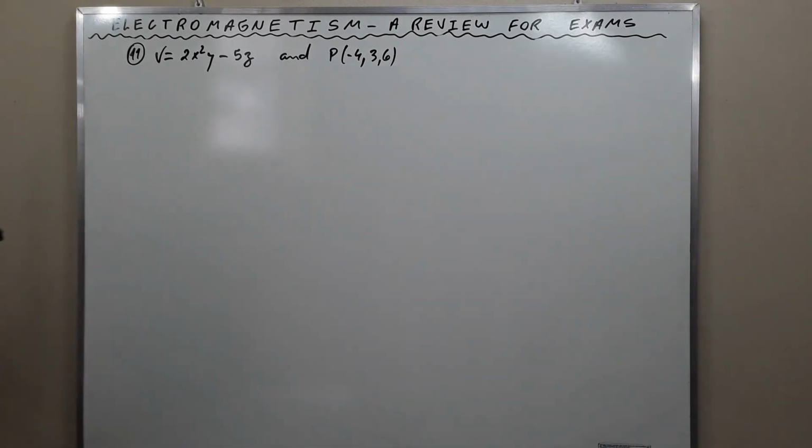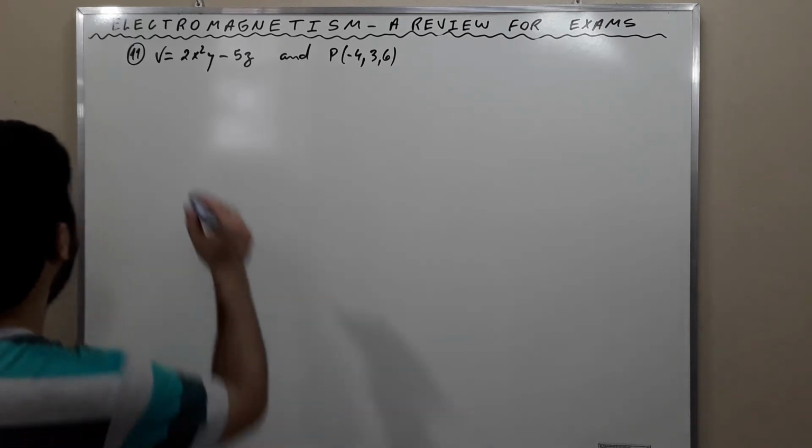Exercise 11, given the potential field V equal to 2x squared y minus 5z, at the point P(-4, 3, 6), find at P, letter A, the potential V, letter B, the electric field E, letter C, the electric flux density, and letter D, the volume density of charge. So let's go to letter A now.